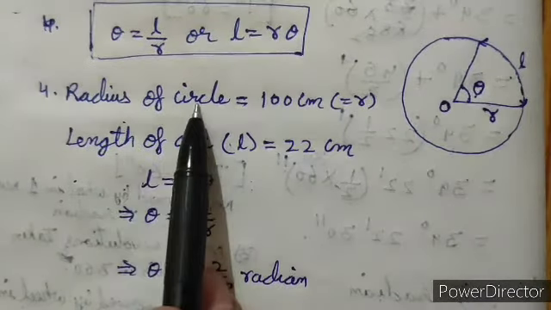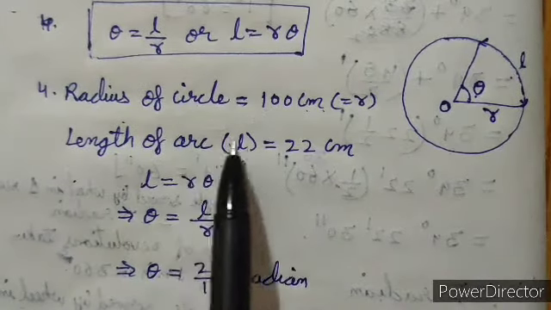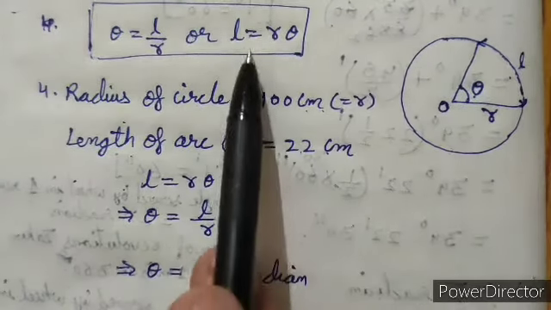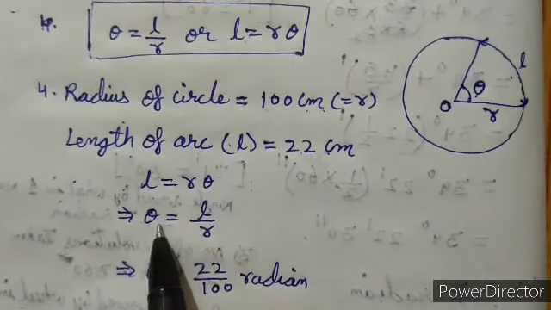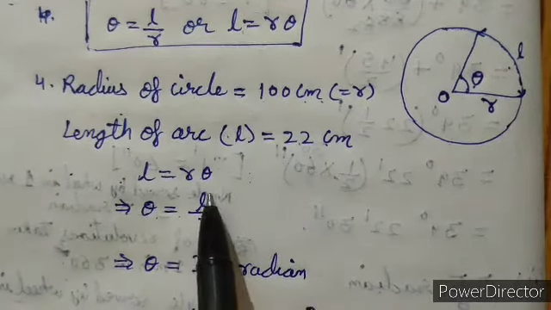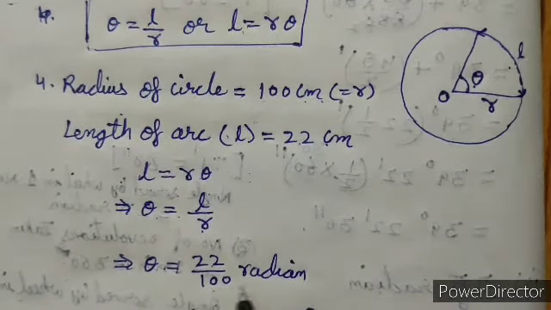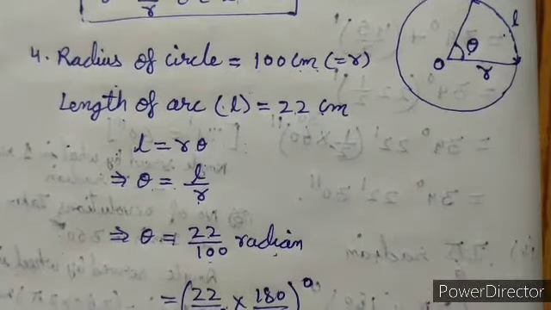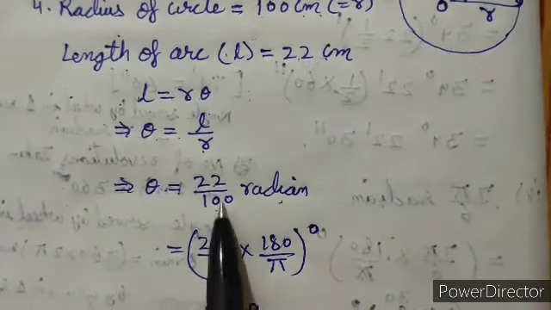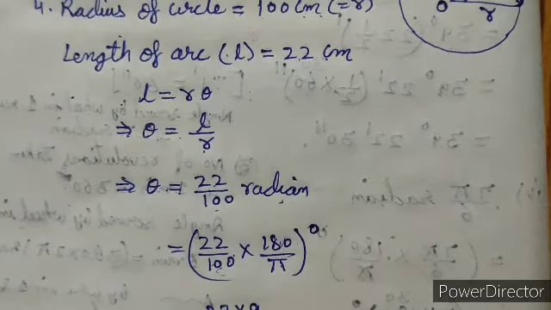Now here radius of circle is equal to 100 centimeter and length of the arc L is 22 centimeter. So by the formula L equal to R theta, we can say theta is equal to L upon R. Now putting the value of L and R, we are getting theta equal to 22 by 100 radian. Now we have to find the angle in degree measure, so we will multiply 22 by 100 by 180 upon pi to get it in degree measure.